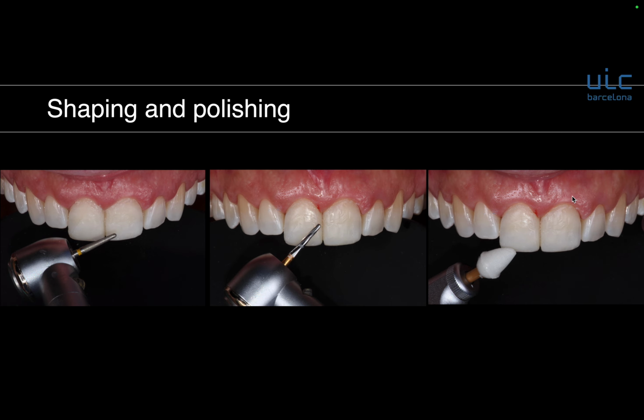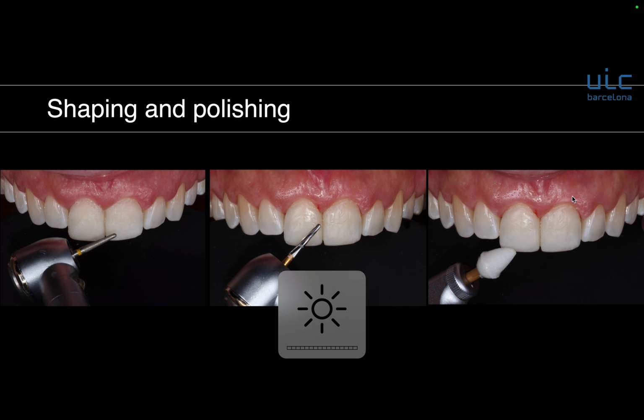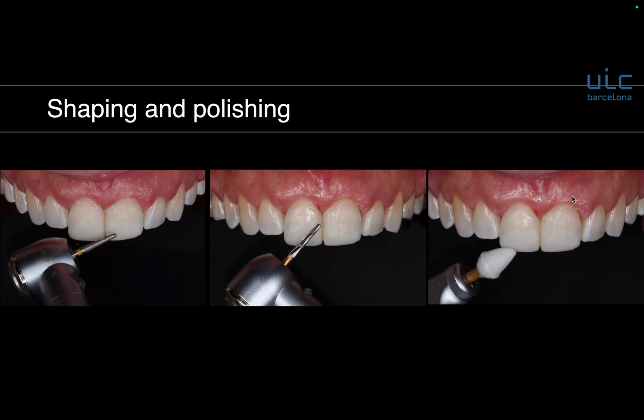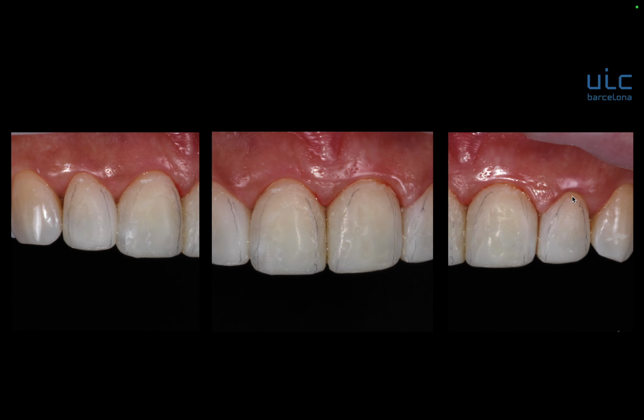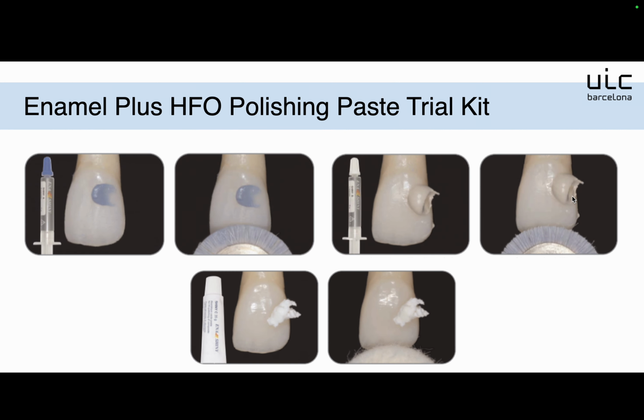We know composite is an easy material to handle, but we should understand the material in order to have a better result. So first of all, we remove all the excess and we start to create our anatomy. We use the diamond burr, and then we use the rubber at low speed in order to give it a more aesthetic look. And here we draw these lines in order to have it more aesthetic. So we start to evaluate the result, and then we do polishing.